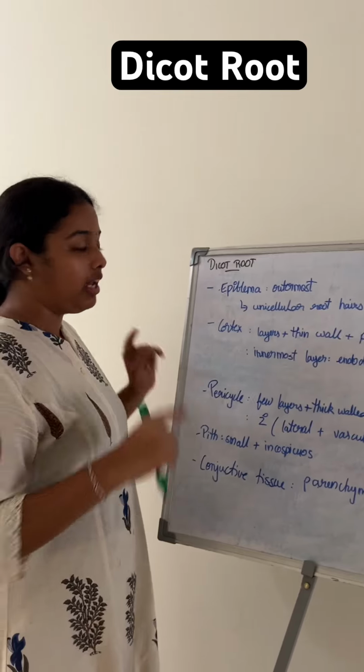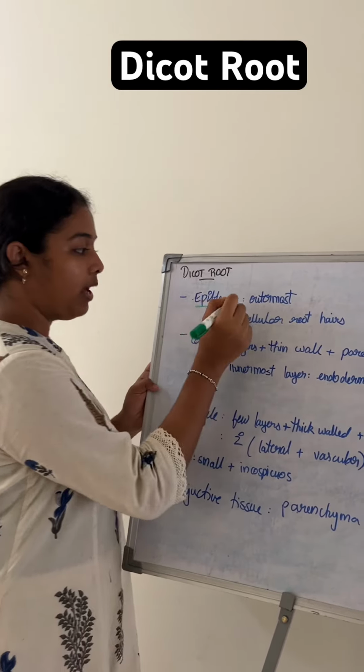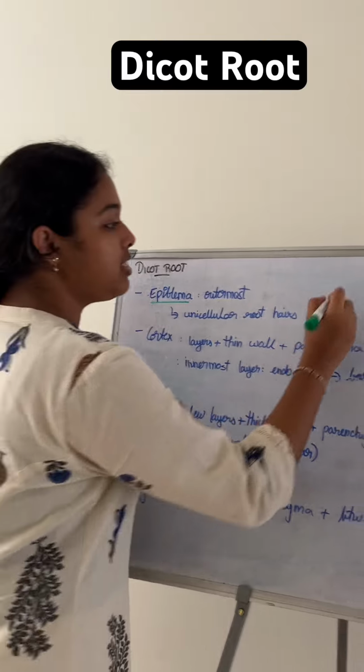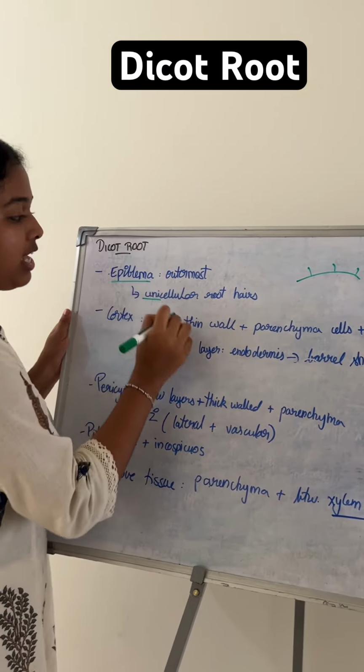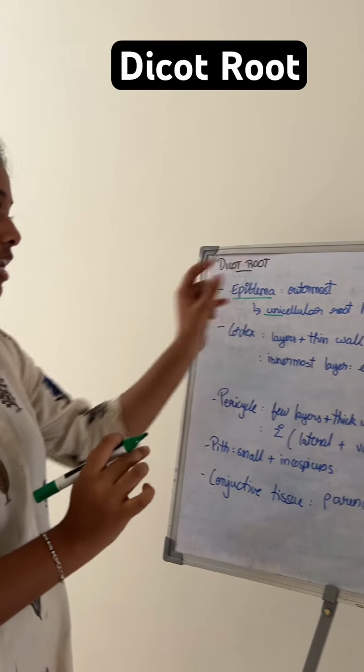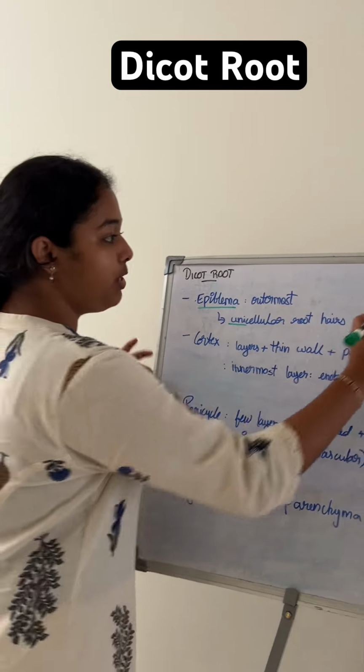Let's go layer by layer. Outermost layer would be the epiblemma. Now the prominent thing here is the epiblemma has root hairs. Now the type of root hairs is unicellular. Extremely important point, unicellular root hairs. Now the next layer would be the cortex.